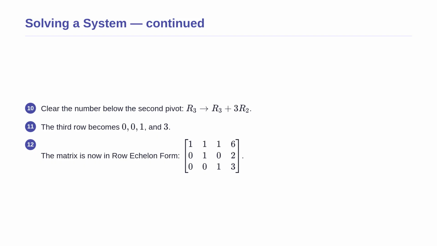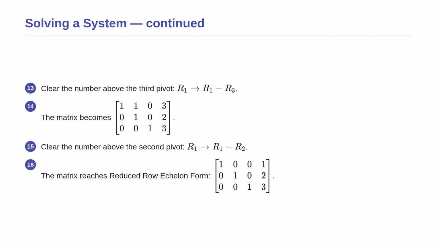Notice that our matrix is now in row echelon form. We have a perfect staircase of ones and a solid triangle of zeros below them. We could stop here, but we will push forward to reduced row echelon form. To reach reduced row echelon form, we must clear the numbers above the pivots as well.